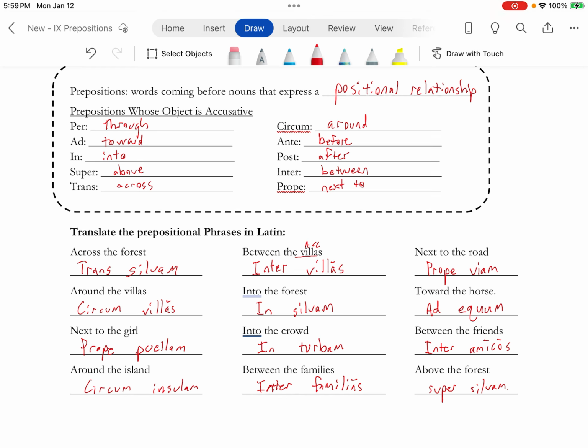Alright, so that's the first two pages. The big takeaway of this: prepositions. The object of these prepositions that are in the box, the dotted box, the object of those is going to be accusative. All right, just like what we did there.